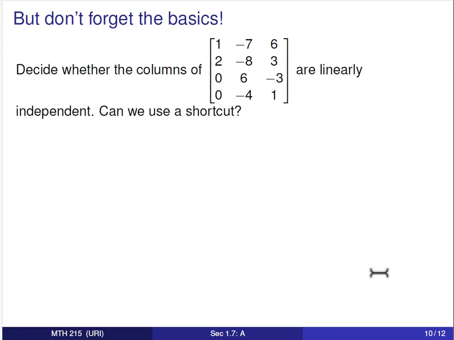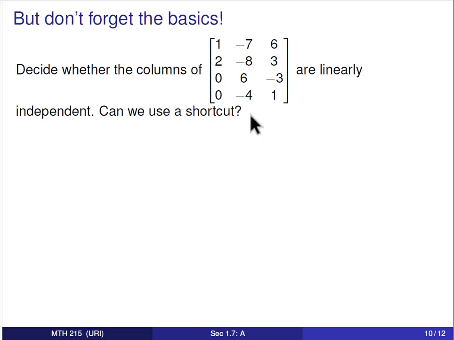Okay, now we've talked about 4 shortcuts in the last couple slides that allow you to determine quickly if a set of vectors is linearly independent. Now, let's ask this question. If we have the matrix with the columns shown here, are the columns linearly independent? And can we use a shortcut?